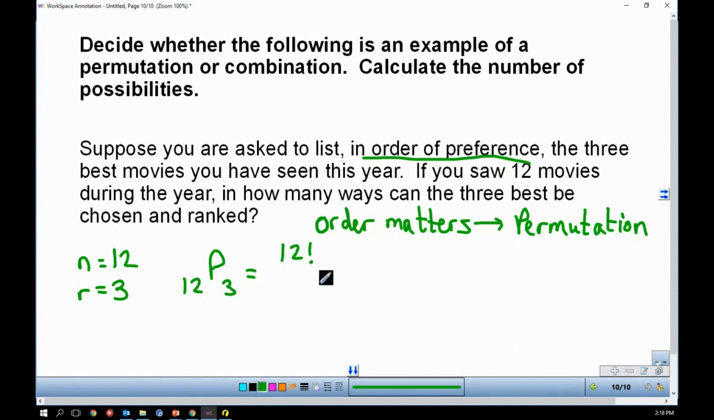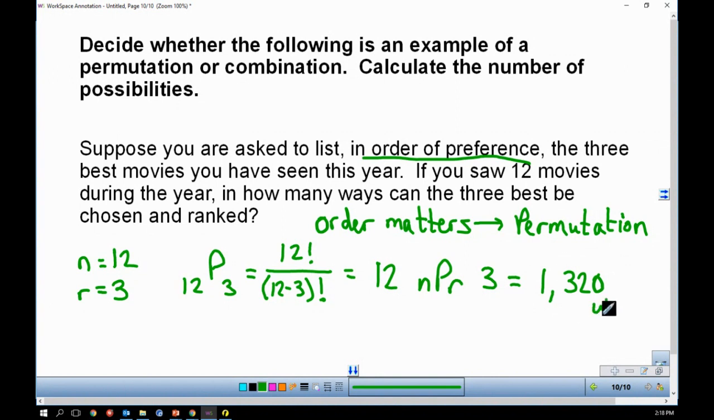So we need 12 factorial over 12 minus 3 factorial, which in the calculator is the nPr. And as most of y'all got, it was 1,320. Okay, that's the next. So this goes with 3.4. Assignment 3.4.